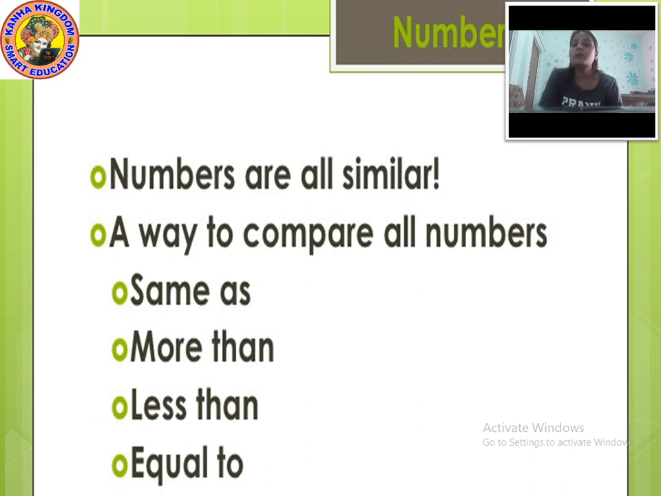And more than: if you compare things or numbers and one is more than another one, then that will be more than. And the same with less than: if we compare numbers or things and the thing is less, then it will be less than. And equal to: if the things or numbers are the same, then it is equal to.